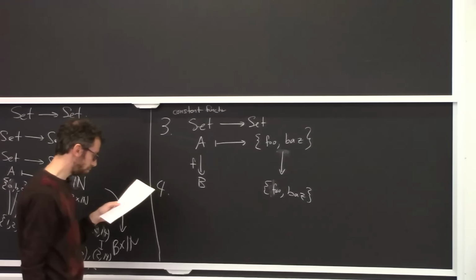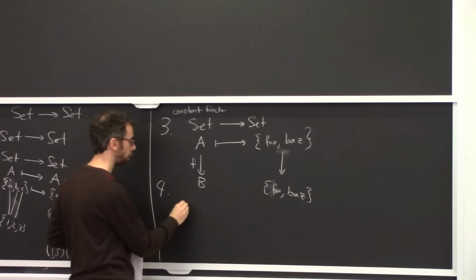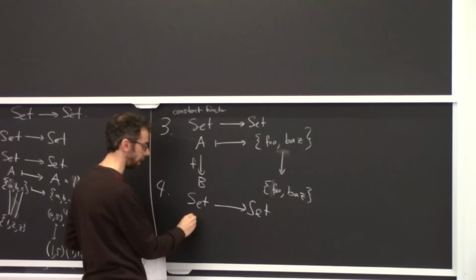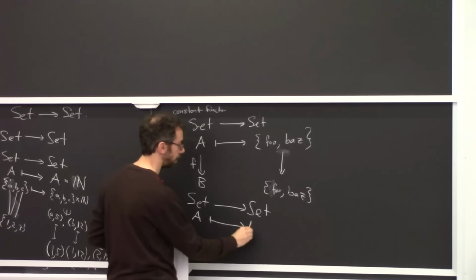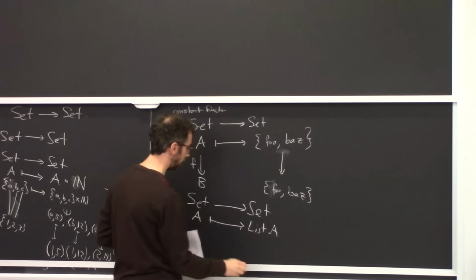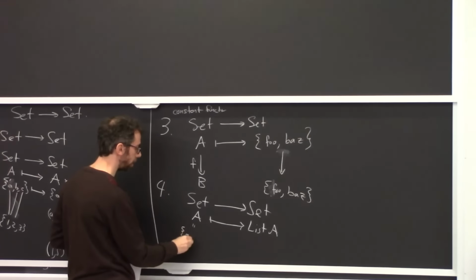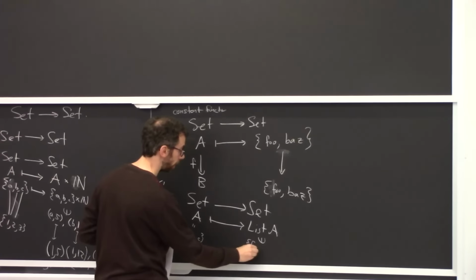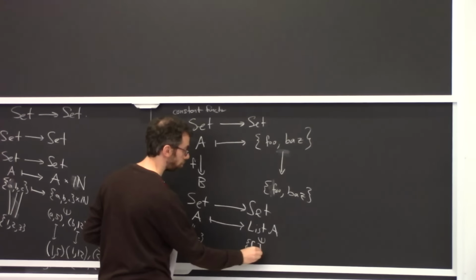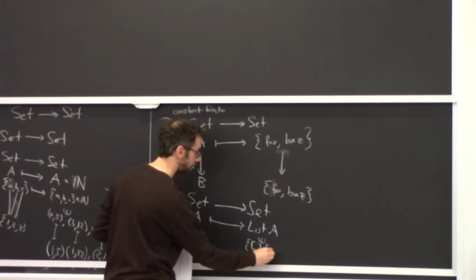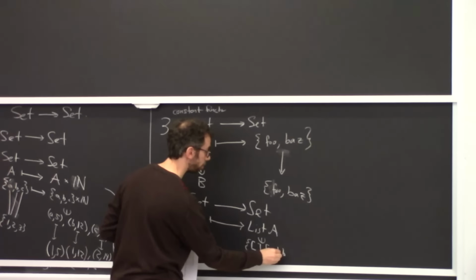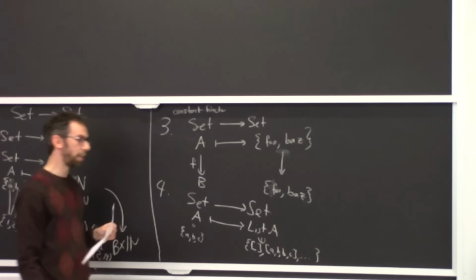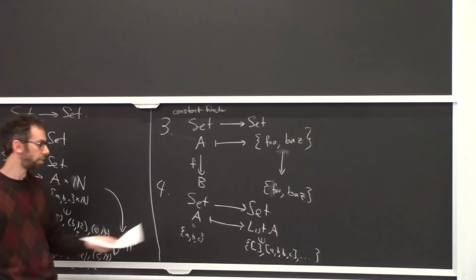Another functor goes from set to set, because all the ones I'm talking about right now do. It sends A to list A. And if A is {a, b, c}, then list A contains things like the empty list. It contains a, b, b, c. It contains all lists where the entries in that list are taken from this set.